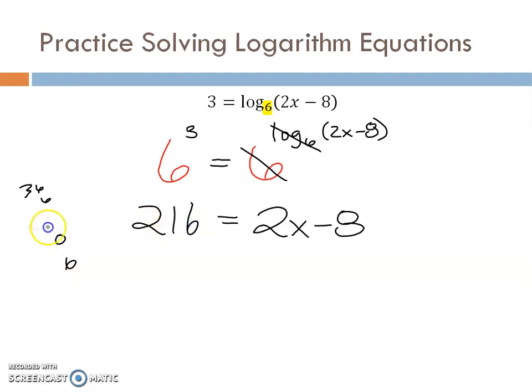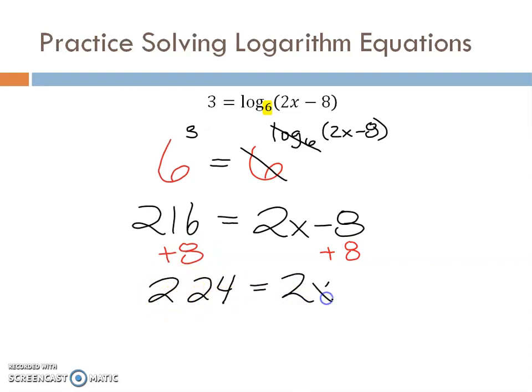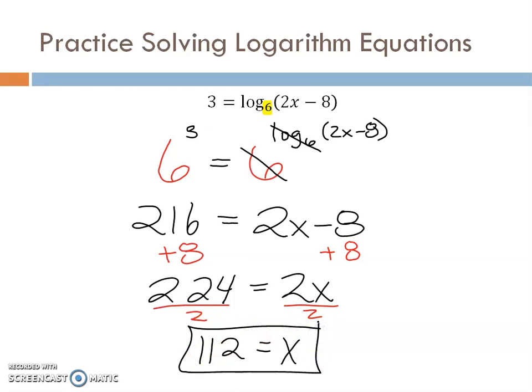So now that I've exponentiated, and I got rid of that there, now it's just solving a normal equation. So the first thing I would want to do would be to add 8 to both sides. That gives me 224 equals 2x. Divide both sides by 2. And I get 112 equals x for my answer. Okay. We got one more here.